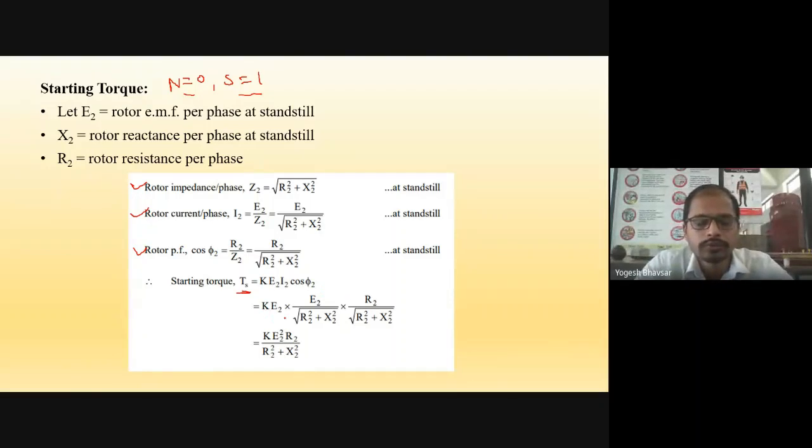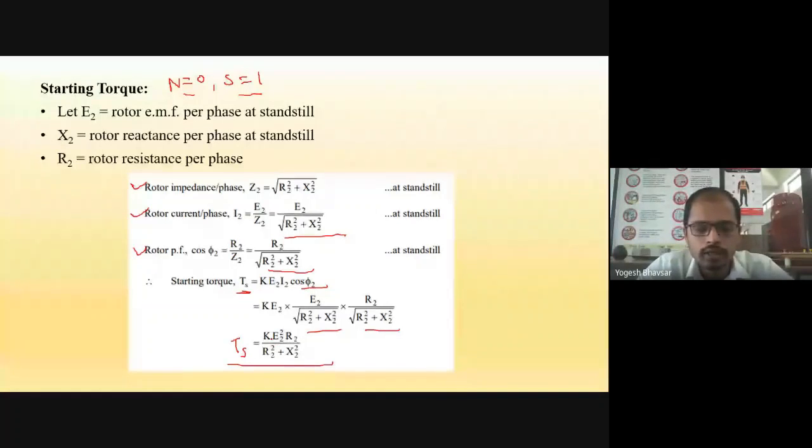So K E2, putting the value of I2 and putting the value of cos phi 2 at standstill. Now simply rearrange this. So we'll get the final equation for starting torque. TS is equal to K E2 square R2 by R2 square plus X2 square. Here on the denominator, the root will get cancelled and only the squared term will be present. And on the numerator, K R2 multiplied by E2, so E2 square.